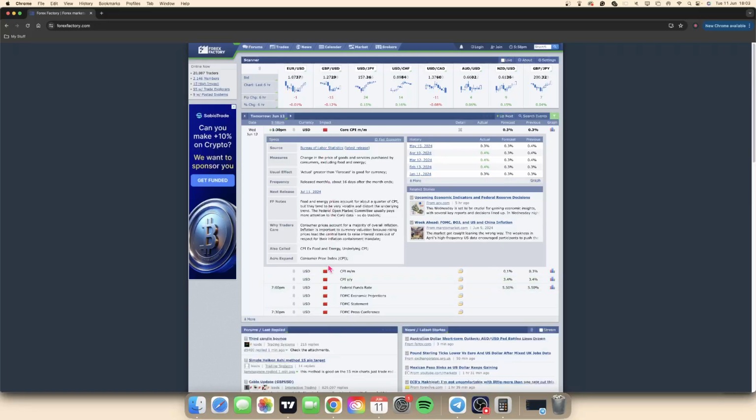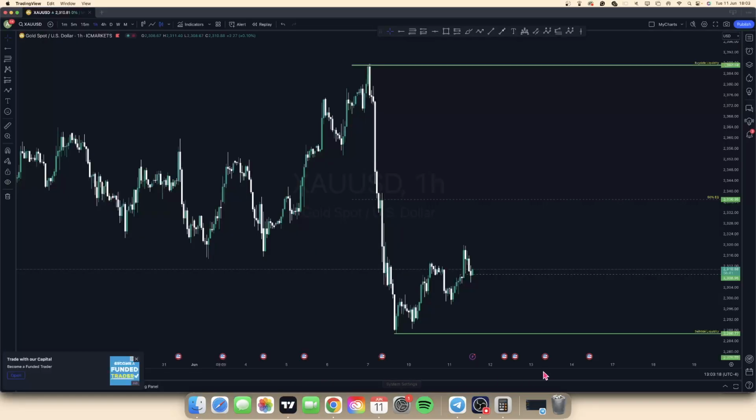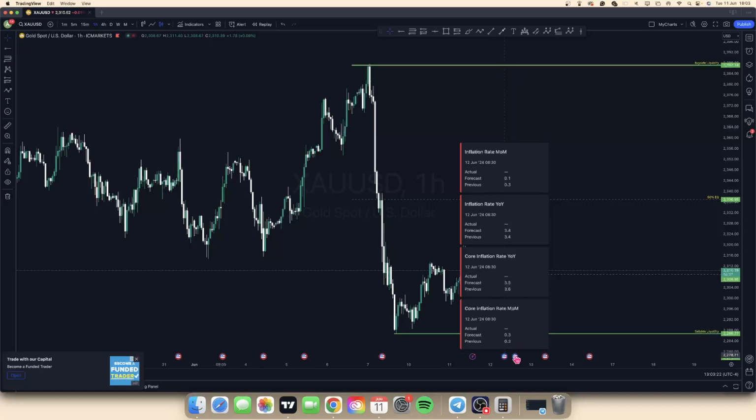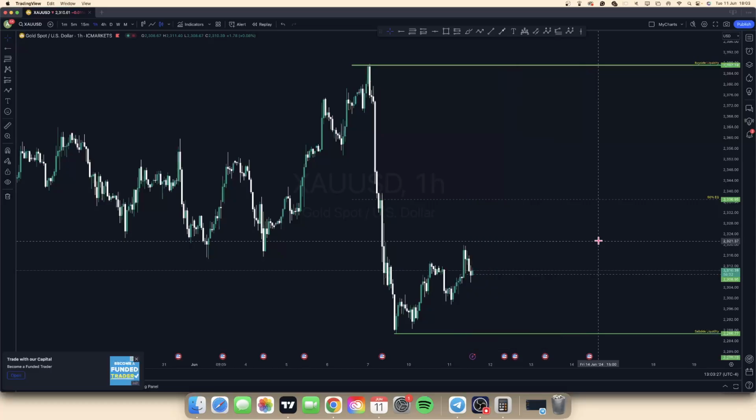You can see we have quite a few red folders, and we also have the FOMC press conference. So we do have a very, very busy Wednesday. And this is something I just realized now. I only thought it was just CPI, because if we go on TradingView and hover over here, it just says CPI. But then if you look at the next one, we have Fed interest rate decisions and the Fed press conference. So a very, very busy day tomorrow.